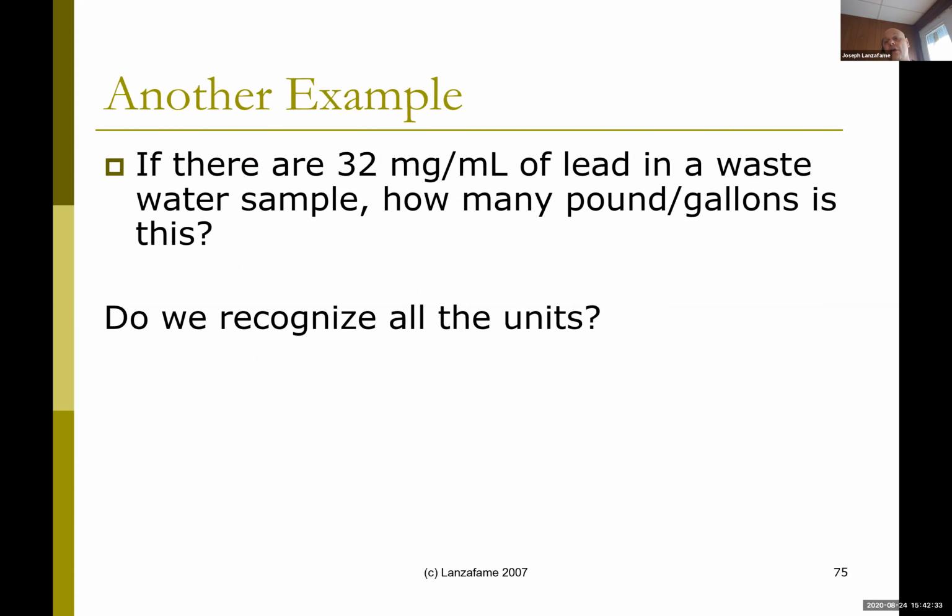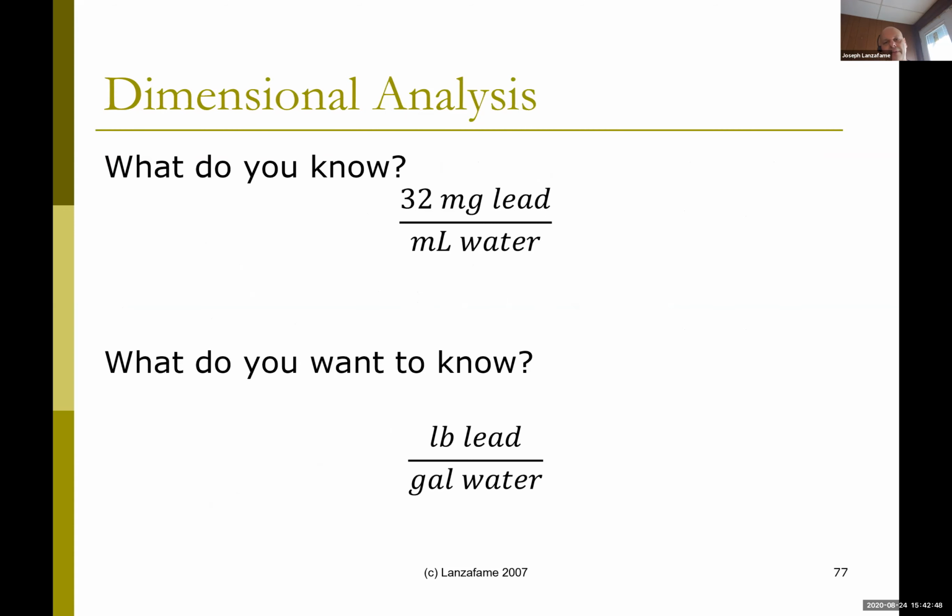Right? Here's a somewhat more chemical sounding unit. I have 32 milligrams of lead per milliliter of wastewater. I want that in pounds per gallon, right? It might be easier if I write it this way, as an actual fraction instead of writing it in line. I have a contamination, which is what this is really representing, of 32 milligrams of lead per milliliter of water. This, by the way, is a huge amount of contamination, right? And I want pounds of lead per gallon of water, right?